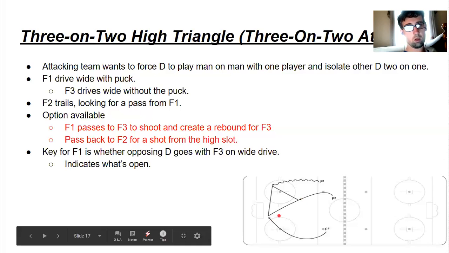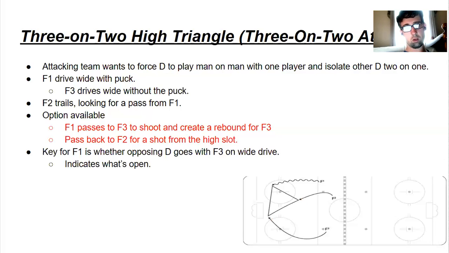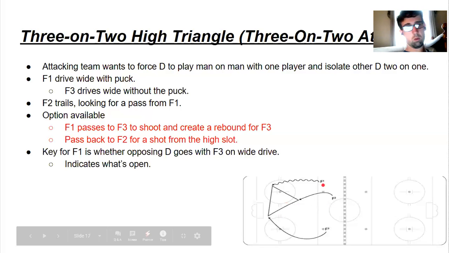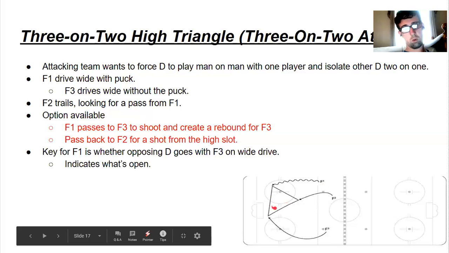The key for forward one is whether the opposing defenseman goes with forward three. A wide drive indicates what's open. The key for forward one is whether the opposing defense goes with forward three, down here, or is up here at some point. A wide drive indicates what's open. So any of this could be open. Forward one or forward two, one of them should be open.